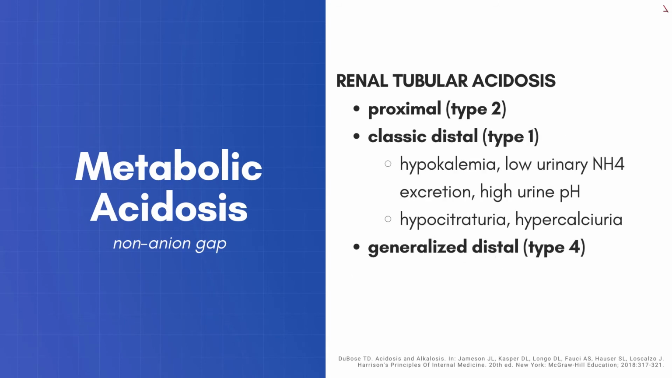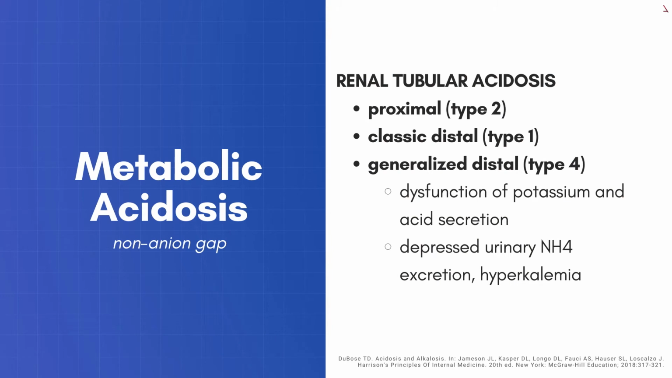In classic distal renal tubular acidosis or type 1, there is hypokalemia, low urinary ammonia excretion, high urine pH, and commonly there is hypocitraturia and hypercalciuria. In generalized distal renal tubular acidosis or type 4, there is dysfunction of the potassium and acid secretion. So there is depressed urinary ammonium excretion and hyperkalemia.